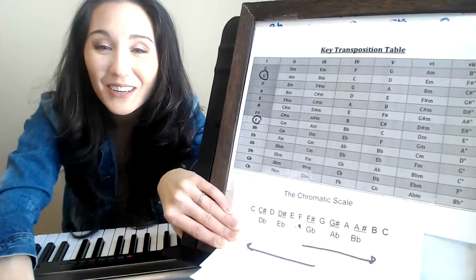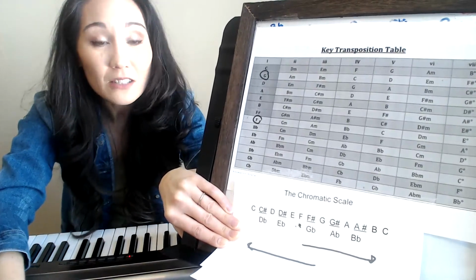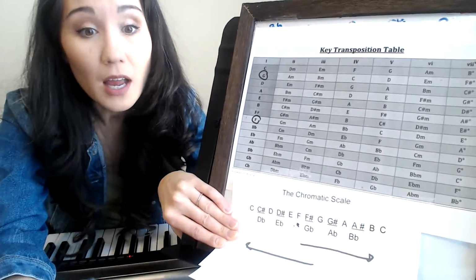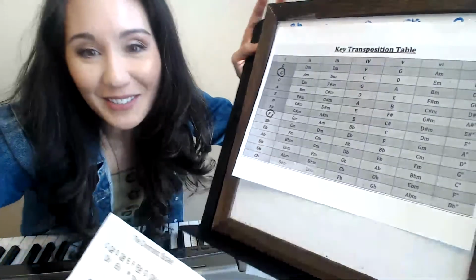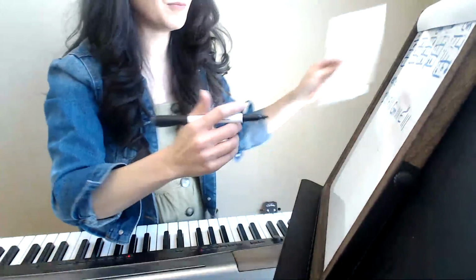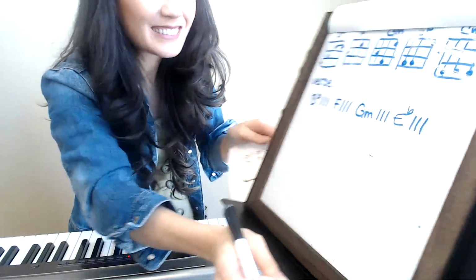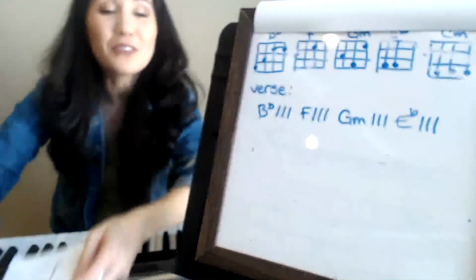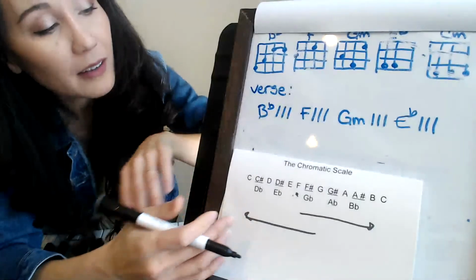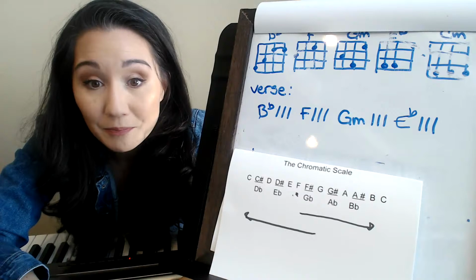Yes, I do have a play along and a live lesson for that, which I posted last week. So let's do something together. All right, ready? I'm going to give you a chord progression. Actually, let's do this one. It's perfect. B flat, F, G minor, E flat. Okay, I'm going to give you the key. It's in the key of B flat.